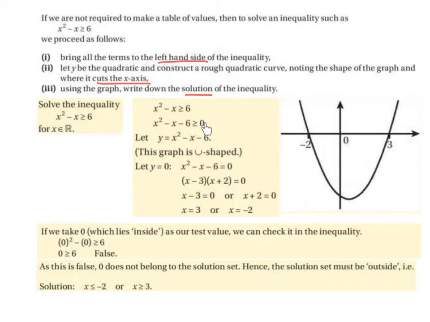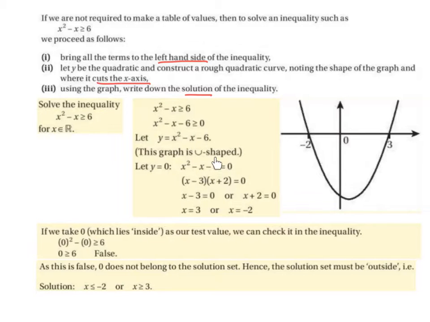We're going to let y be the quadratic. So we're going to let y equal x squared minus x minus 6. So we know that this is a U-shaped graph because we have x squared. If it was minus x squared, it would be an N-shaped graph. So then we're going to let y equal to 0, and we're going to factorize and we're going to solve.